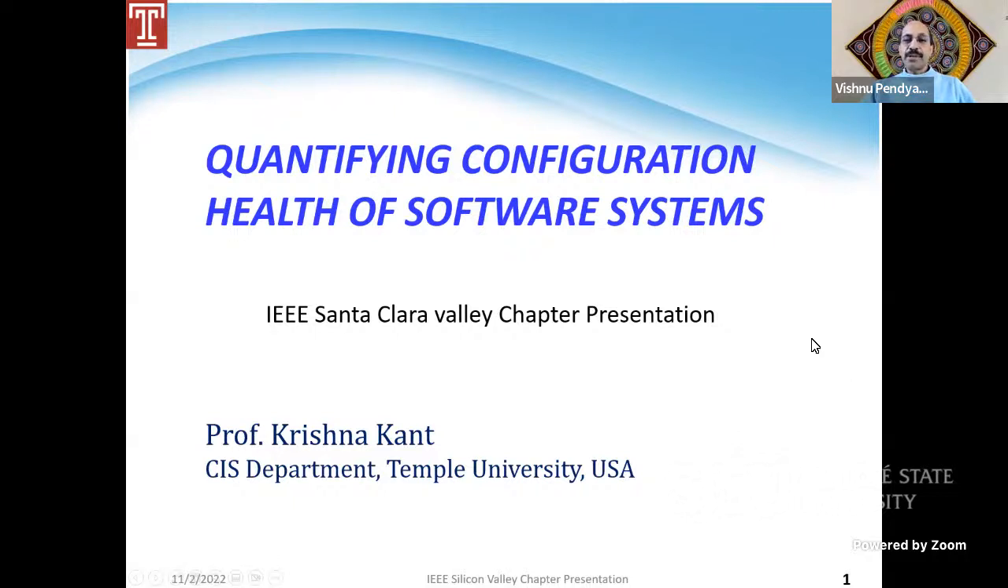We are able to get excellent speakers like Professor Krishna Kant today, who will be talking on quantifying configuration health of software systems. The synopsis of the talk is something like this. Misconfigurations have been Achilles' heel in complex software systems and are often responsible for the downtimes and enablers of cyber attacks. With the recent rise of the DevOps paradigm, configuration changes have become even more frequent, sometimes multiple times a day, thereby underscoring the importance of correct configuration.